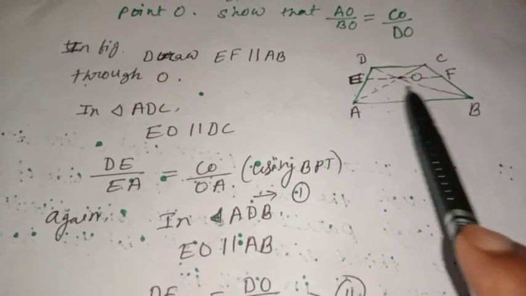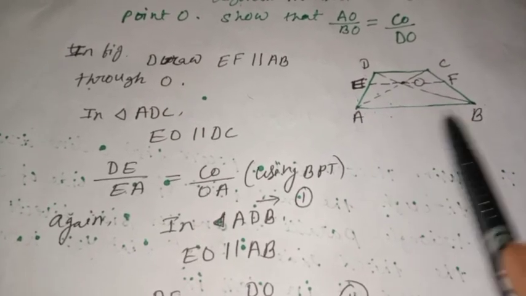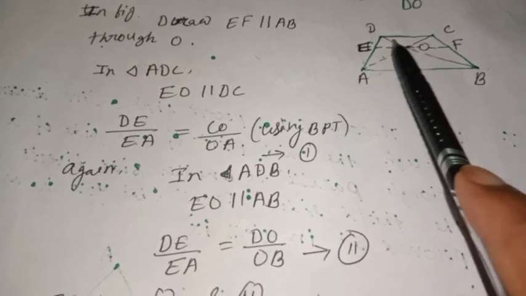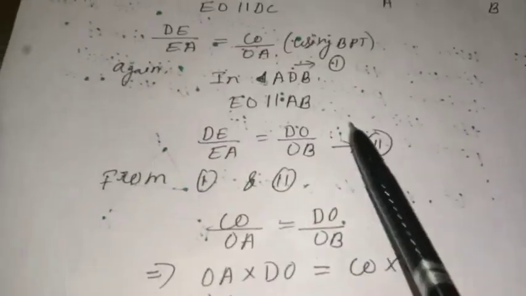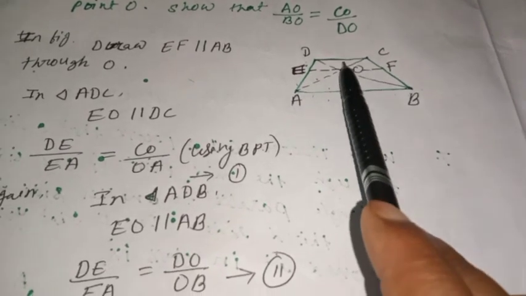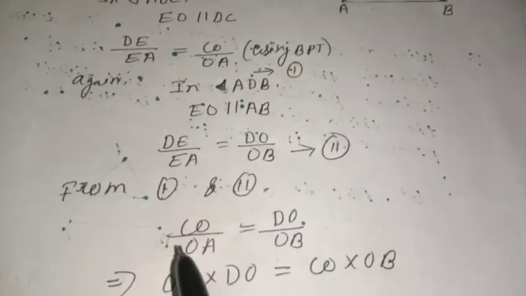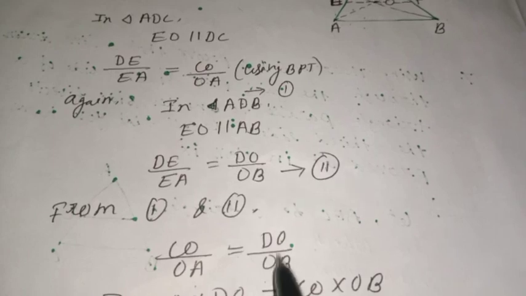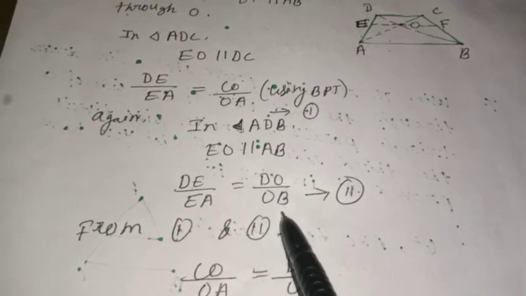Again in triangle ADB, now you can take this triangle ADB. Since EF is parallel to AB, then EO is also parallel to AB. If EO is parallel to AB in triangle ADB, then you can write again ED by EA is equal to DO by OB. See this line, okay? EF is parallel to both AB and CD. This is number one, then this is number two. From 1 and 2, if you compare, then you will get CO by OA is equal to DO by OB, since ED by EA, the relevant sides, are equal.